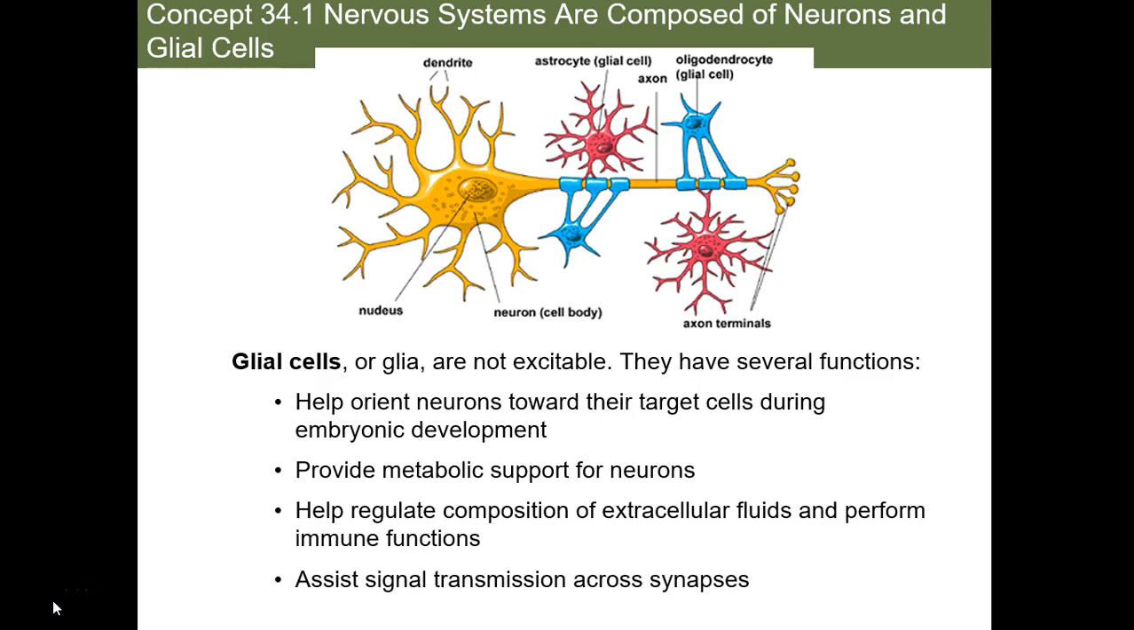Glial cells, which are also part of the nervous system, are not excitable, meaning they do not transmit action potentials. They do have several functions, however. They help orient neurons toward their target cell during embryonic development. They provide metabolic support for neurons, and they help regulate the composition of extracellular fluids and assist in signal transmission across synapses.